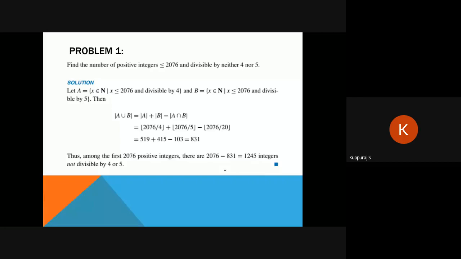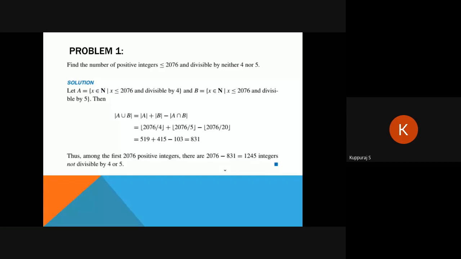But we need those that are not divisible by 4 and 5. How do you get this? First we have to find the total number of integers. Then from that I have to subtract the number of positive integers less than or equal to 2076 and divisible by 4 or divisible by 5. So the total is 2076 minus 831. If you subtract it, you will get 1245.